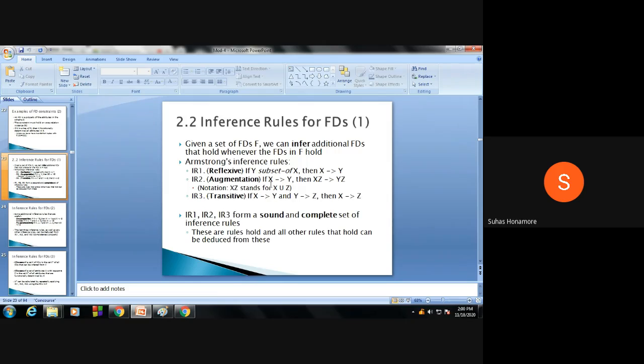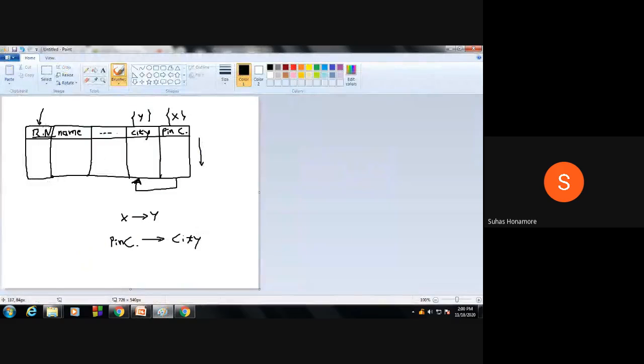DMS. So the first rule is IR1, the inference rule IR1. What we say here is reflexive. If Y is a subset of X, then X functionally determines Y. So here we are saying that Y is a subset of X. We'll take one example for this.